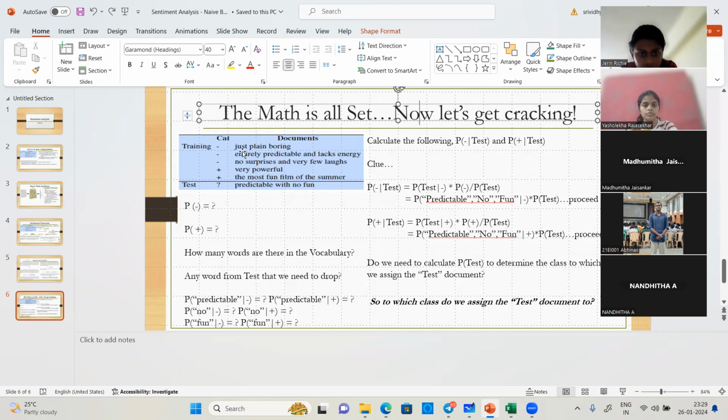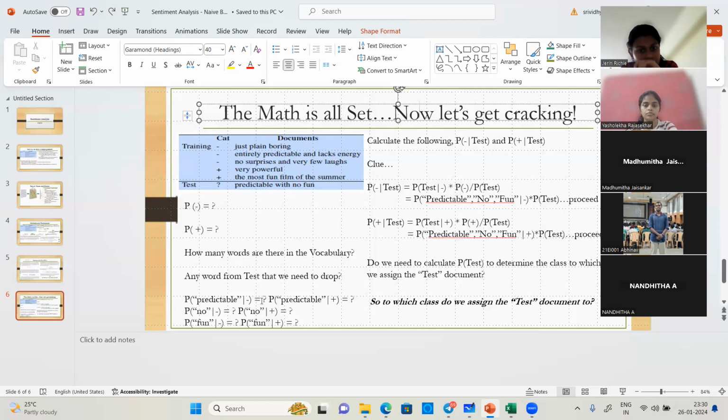In this case, very occurs 2 times, and if it occurs 2 times, I'm counting it as 2. So effectively, what you have to do is just count the whole thing. So 1, 2, 3, 4, 5, 6, 7, 8, 9, 10, 11, 12, 13, 14 words, right? So probability of predictable given negative class, if I'm not using Laplace smoothing, is 1 by 14.